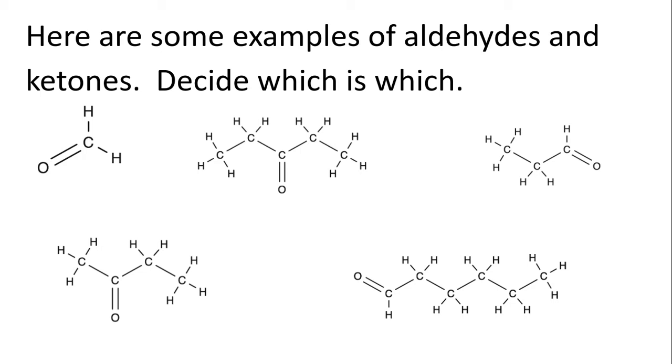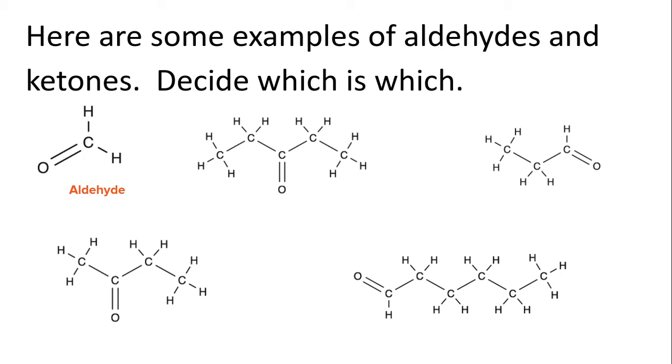Okay, hopefully you're back. The first example here, you don't have a multi-carbon chain, so you might have chosen ketone, but in fact, this is an aldehyde. This is the smallest aldehyde you can have. The more common name for this is formaldehyde. It's a pretty toxic substance that was in the insulation of some homes.